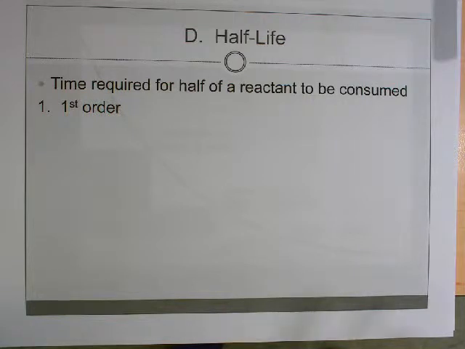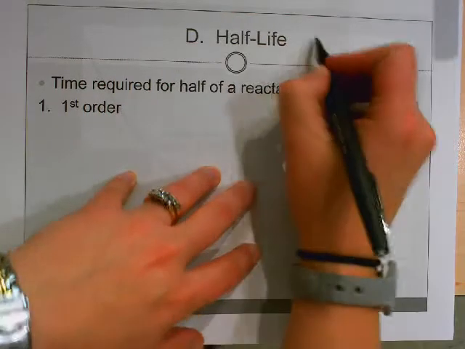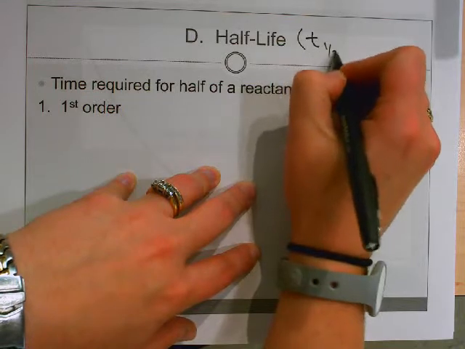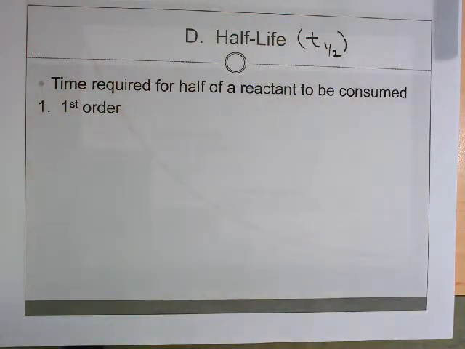50% of the reaction has completed. How long does that take? Because then you can extrapolate and figure out how much farther to go till the end or whatnot. So, half-life, often referred to as T subscript 1/2, is the time required for half of a reactant to be consumed.